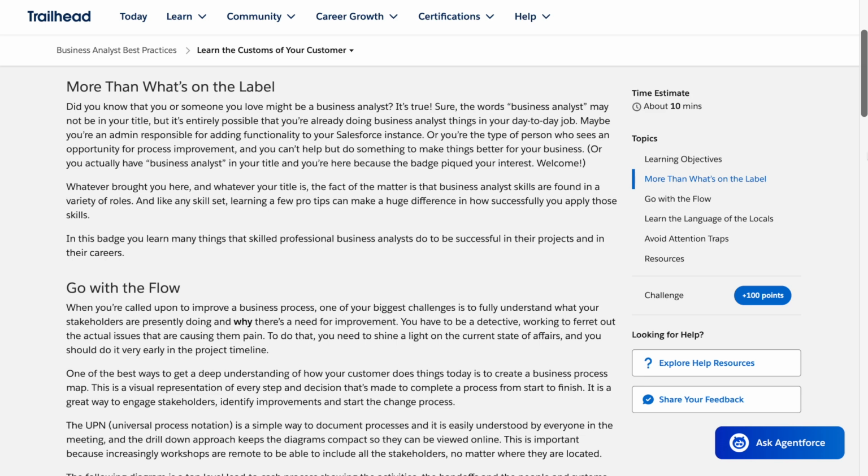Welcome. Whatever brought you here, and whatever your title is, the fact of the matter is that business analyst skills are found in a variety of roles. And like any skill set, learning a few pro tips can make a huge difference in how successfully you apply those skills. In this batch, you'll learn many things that skilled professional business analysts do to be successful in their projects and in their careers.